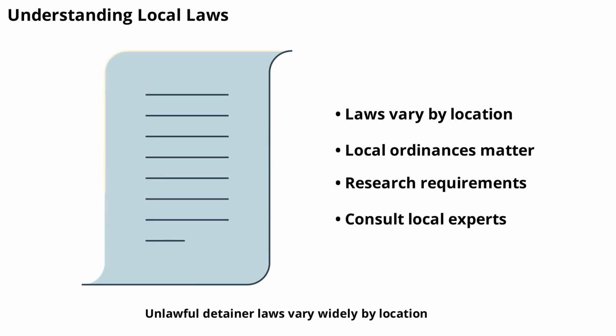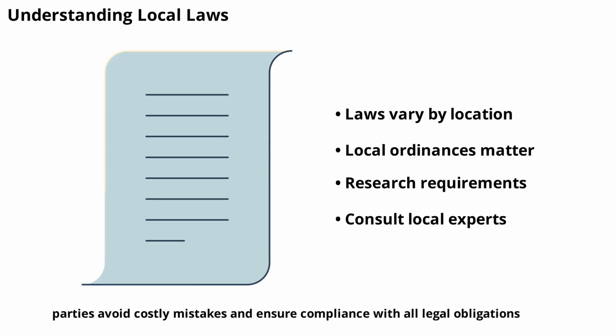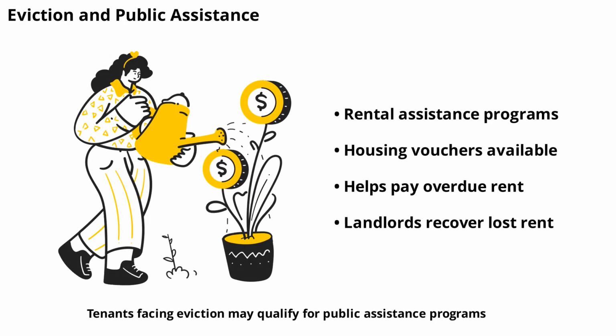Unlawful detainer laws vary widely by location. Local ordinances may provide additional protections or impose extra requirements on landlords and tenants. It's important to research the specific laws in your area and consult with local experts if needed. Staying informed about changes in the law can help both parties avoid costly mistakes and ensure compliance with all legal obligations. Tenants facing eviction may qualify for public assistance programs, such as emergency rental assistance or housing vouchers.